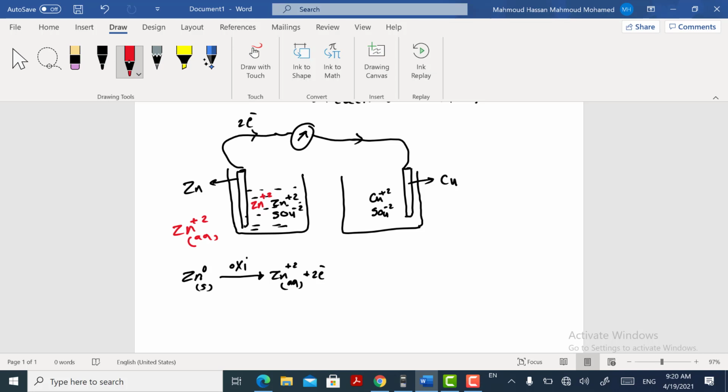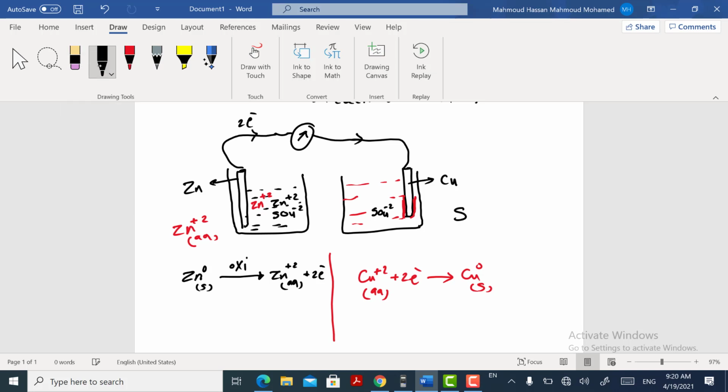On the other hand, the copper in the copper sulfate solution is reduced. Copper ions take the two electrons coming from the zinc and change to solid copper, which precipitates at the cathode. So the anode is eroded and the cathode increases in mass. When the copper ions are reduced at the cathode, we will find that the concentration of the sulfate ion is increased.